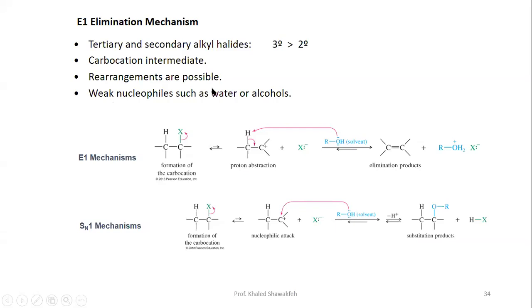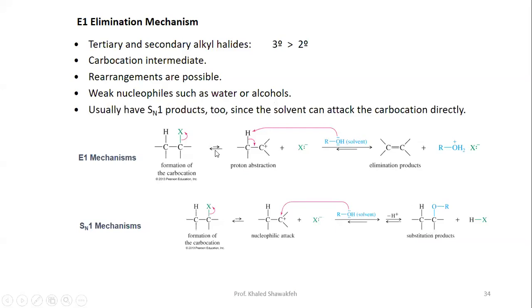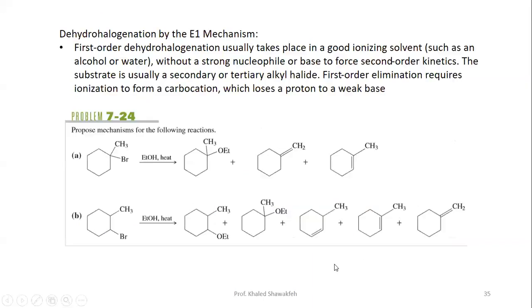So therefore weak nucleophiles such as water or an alcohol will do the job for SN1 E1 type of mechanism. So usually have SN1 product since the solvent can attack the carbocation directly. Dehydrohalogenation by E1 mechanism قلنا it's a first order dehydrohalogenation that takes place in good ionizing solvent زي المية والكحول without a strong nucleophile. مش بحاجة ل strong nucleophile لأنه ما بيعتمد على النيوكليوفايل أو البيز حتى يتكون السكند order kinetics. فالسبستريت it's secondary or tertiary and we called it first order elimination reaction فقط. It requires ionization to form a carbocation which loses a proton to a weaker base.